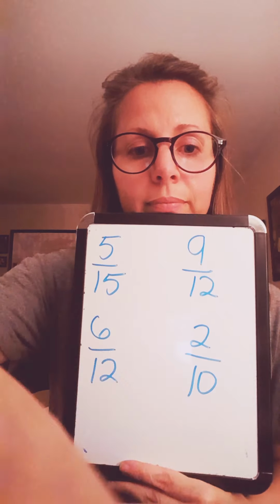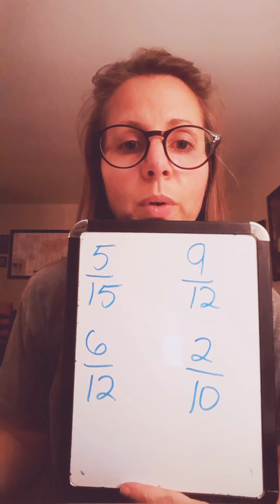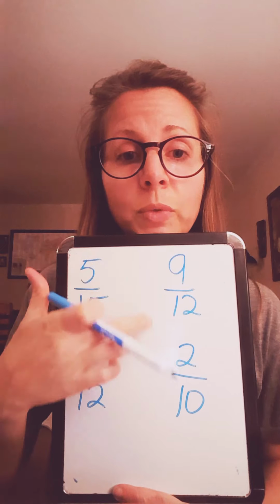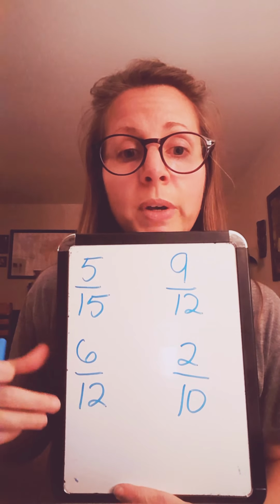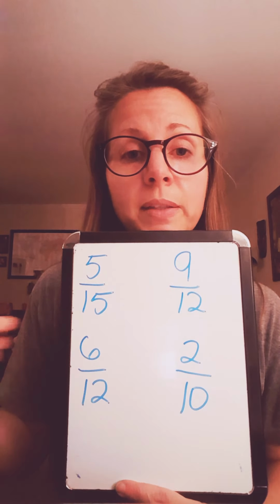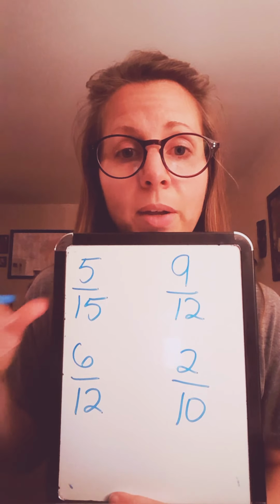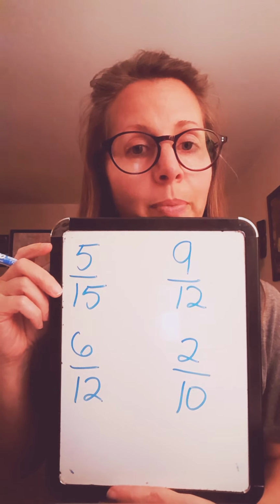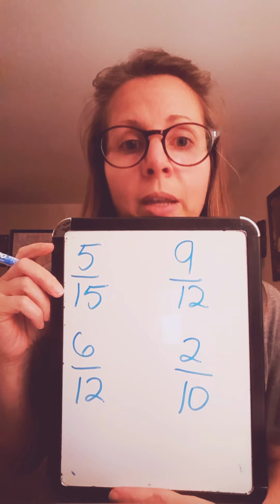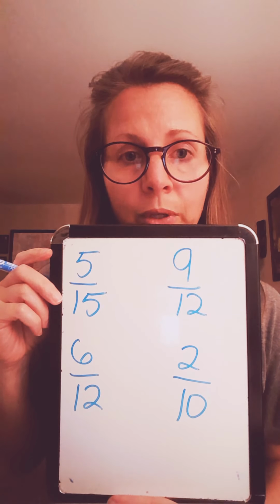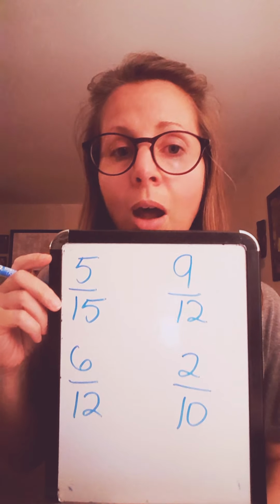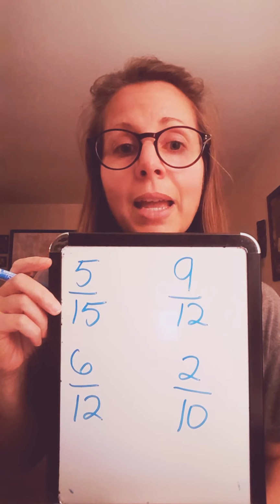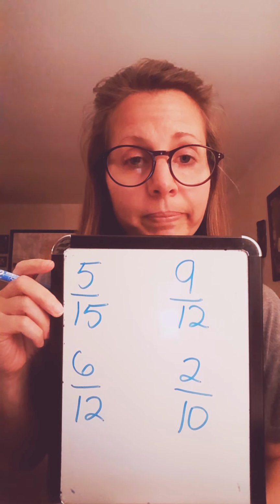Okay, so I would like you to try on your own 5/15, 9/12, 2/12, and 2/10. So write those fractions down. You can pause it if you need to write them down. I want you to set them up like we did our practice problems. First you find the factors, then you find the greatest common factor, then you divide, and that's your simplest fraction.